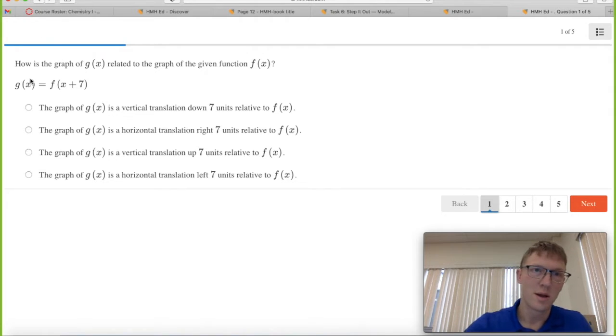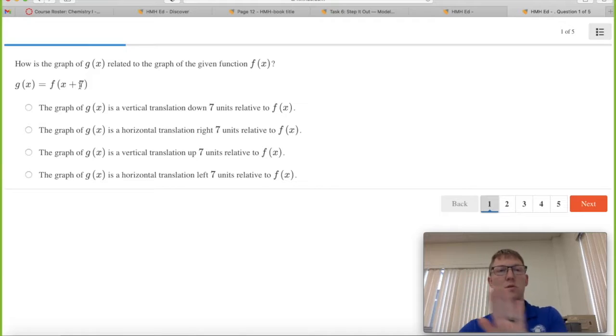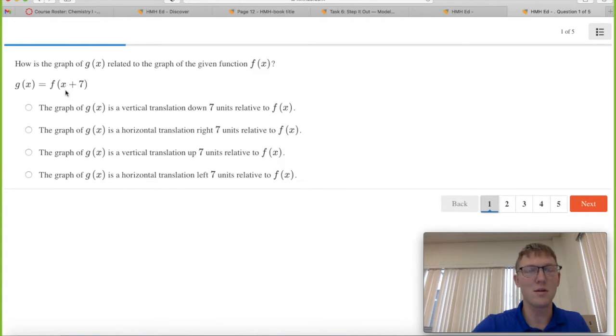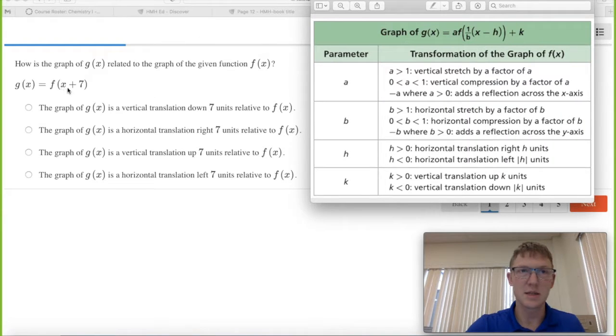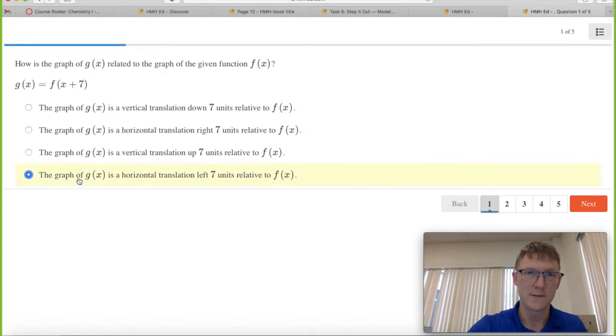So question number 1, how is the graph g of x related to the graph of the given function f of x? So we've got f of x plus 7, the 7 is inside the function, so I know right now that's going to be a horizontal thing. It's a plus or minus, or I guess it's not a multiply by, so it is a translation, so the whole thing moves. And remember on the inside, there is that negative sign there. So this is going to be a horizontal translation to the left 7 units.